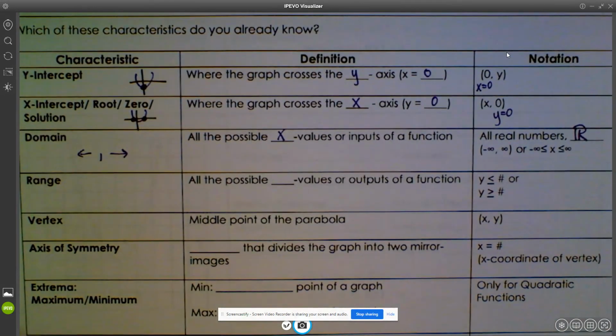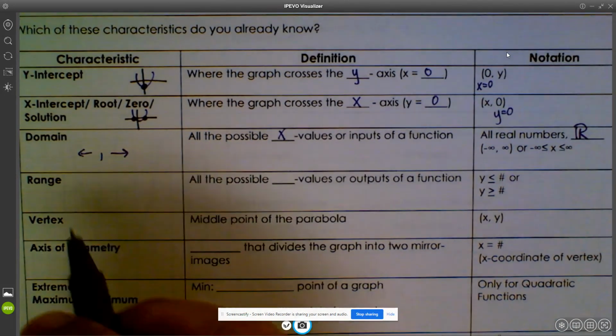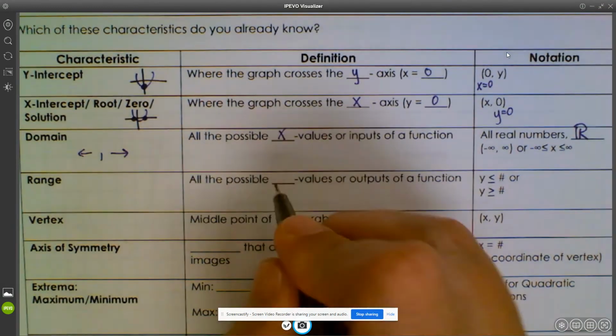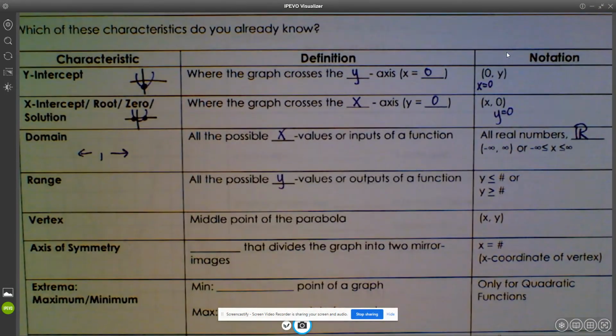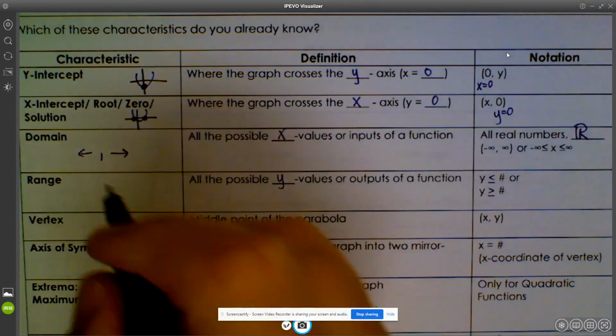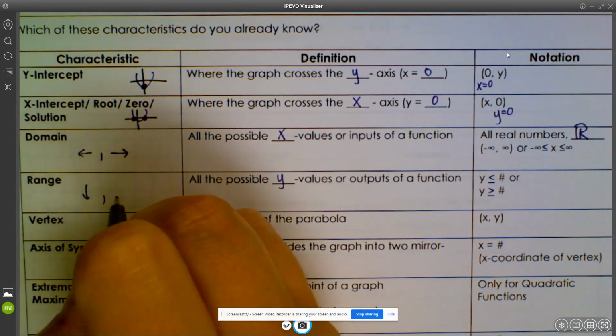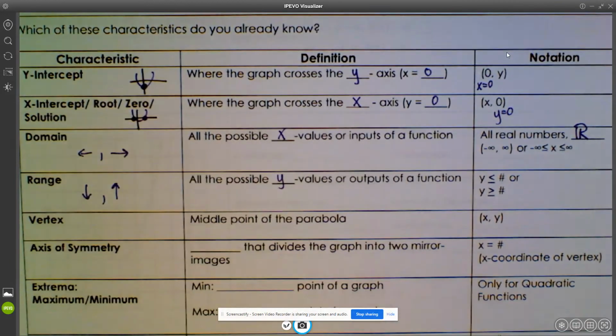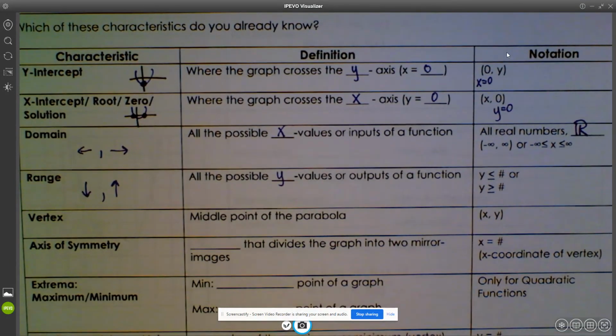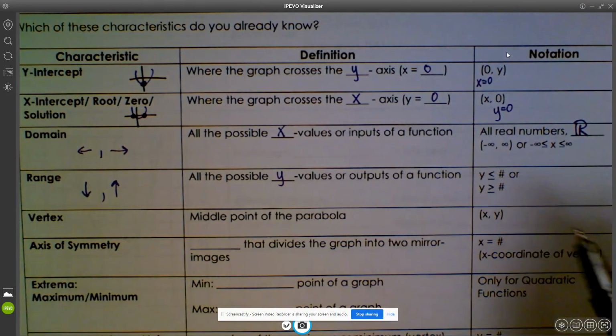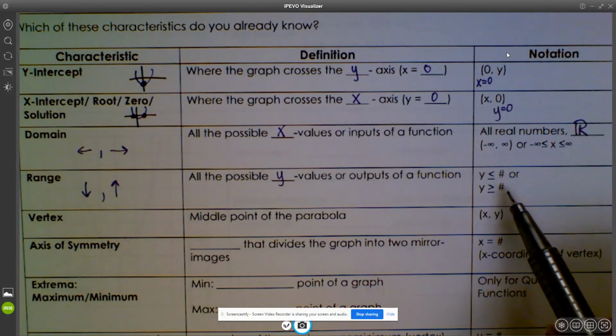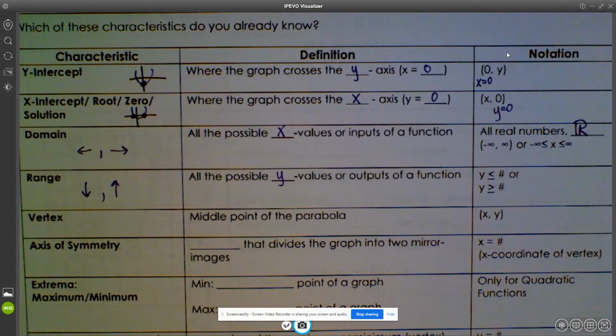All right? The range of a set of numbers concerns all the possible y values. And when you look at the y values, it's how low does the graph go to how high does the graph go. And remember, brackets and parentheses are all there, depending on whether you touch the value or you don't. And that's y is less than or equal to some number, or y is greater than or equal to some number.